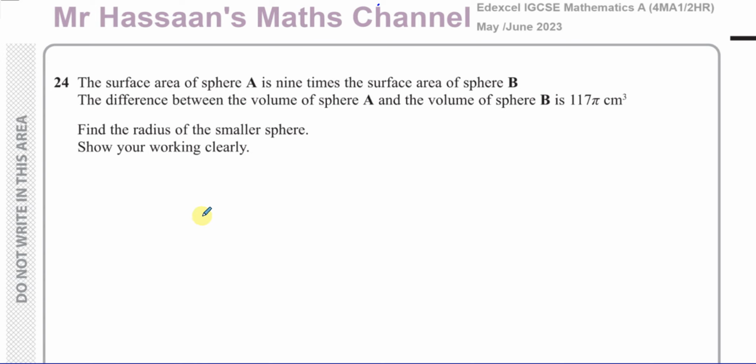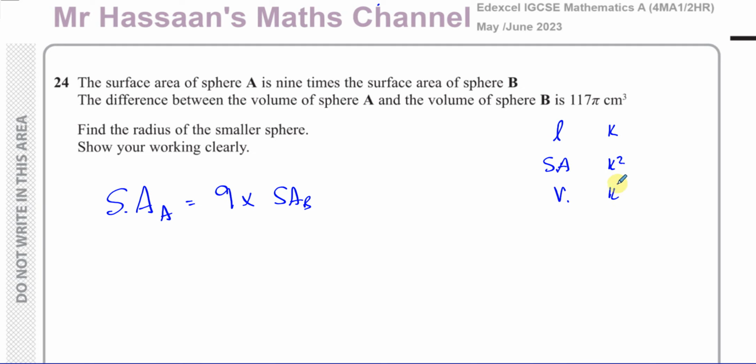Show your working clearly. Okay, so we can see that sphere A is the bigger sphere because the surface area of sphere A is 9 times the surface area of sphere B. Now we have length, surface area and volume, and the ratio of two similar shapes. If two shapes are similar and the ratio of their lengths is k, the ratio of the surface area would be k squared, and the ratio of their volumes would be k cubed.